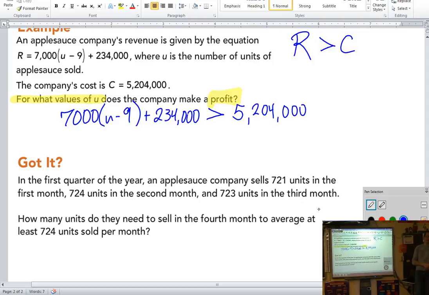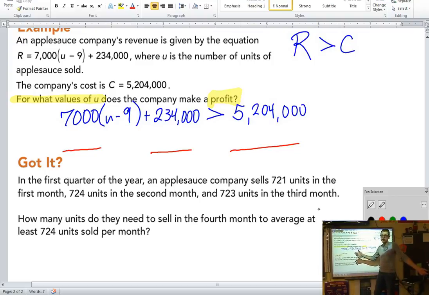Ozzy, what were you thinking you would do first? Take the 7,000 and then divide it by itself. Here's the only problem with that. I like your thinking, but here's the issue. If I divide by 7,000, that happens here, and here, and here. First, get rid of the constant. Yeah, so we can first get rid of this constant value, because remember, we always want to deal with constants first. Now, you could have done what else first?